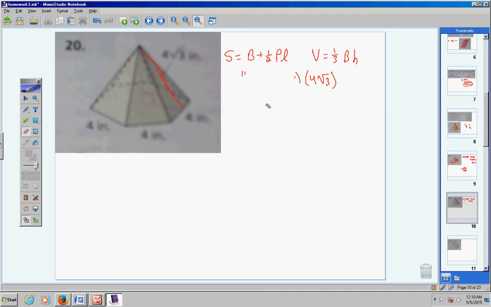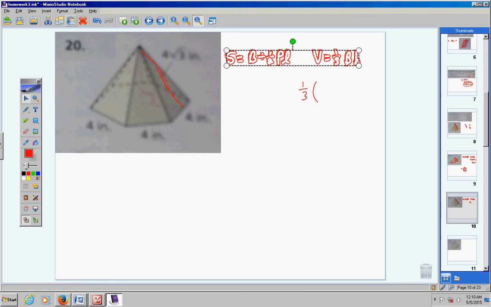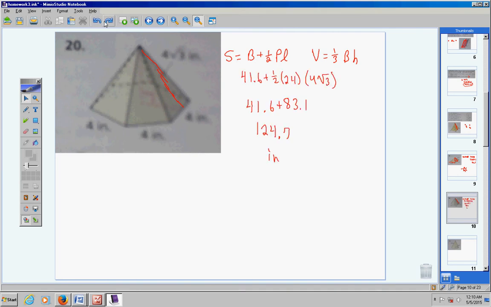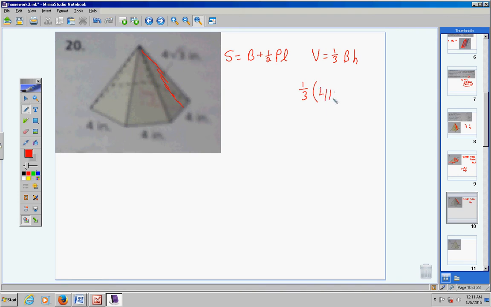Alright, now let's take a look at the volume of this regular pyramid. And here we go. The volume is 1/3 times the area of the base. Now we already found the area of the base, and I think I just deleted it, which could cause some problems here. There it is, 41.6. So 1/3 times 41.6. We already found the area of the base earlier. Now times the height, that's what we're missing.